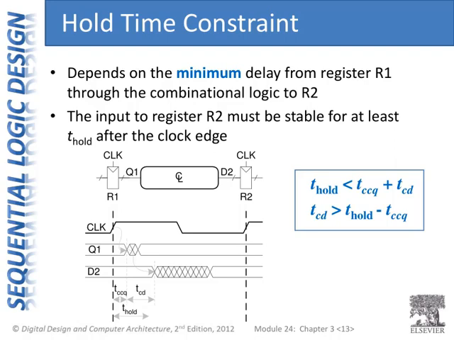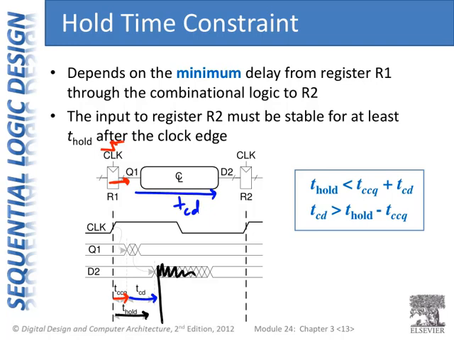In this picture, the hold time constraint is met. So the clock edge arrives, the fastest the data gets out of the flip-flop to change Q1 is TCCQ, and then the fastest that signal goes through combinational logic is TCD, and that was greater than the hold time after that clock edge. So it started to change D2 here, no problem.